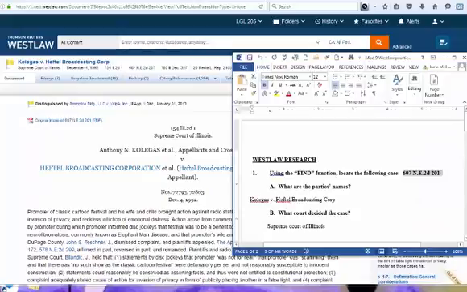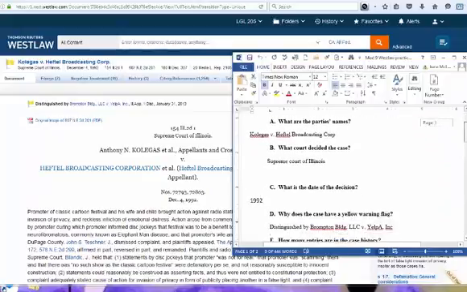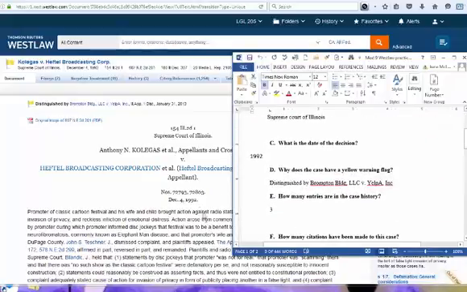All right, I'll try and do this more smoothly. What is the date of the decision? 1992, right here. I don't want to highlight it. And why does the case have a yellow warning flag? And that's up here.